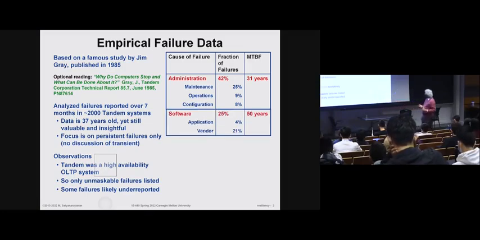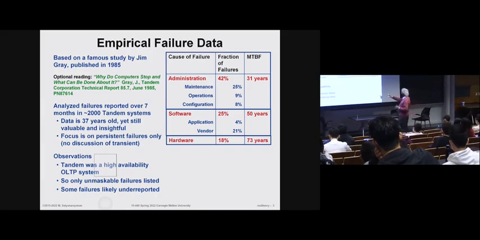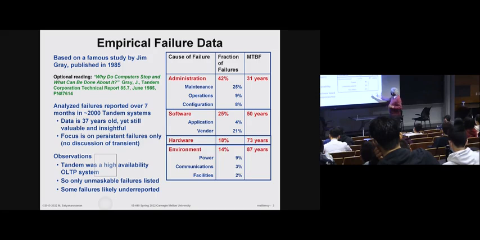Next, most important, was software bugs. A quarter of the failures were software bugs. And then hardware hardly ever failed. And then everything else, environment, all the stuff. So if you look on the right side, you see the mean time between failures if you model this as random variables.